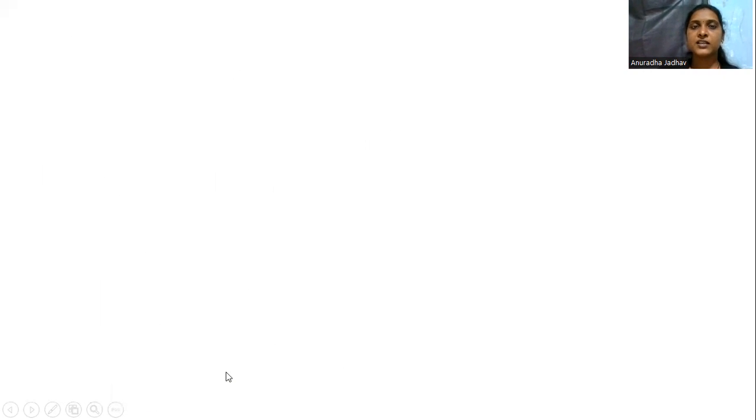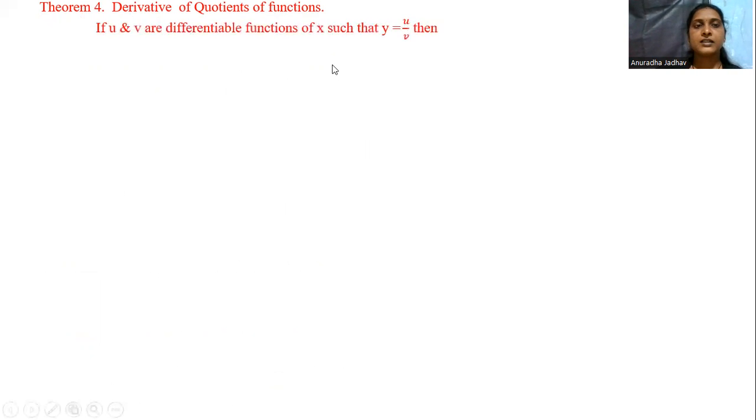Similarly, also see the quotient rule one by one, and then we'll see the examples on product and division. Our fourth theorem is derivative of quotients of two functions. See the statement.